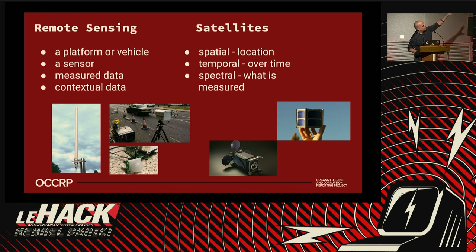But when we deal with satellite imagery, we have a platform, in this case the satellite itself, and a sensor. We measure the data, but then we also combine that with what is called contextual data. We may assume that all satellite data has GPS-corrected image information, but it doesn't. Oftentimes the measured data and then the GPS data is corrected in post-processing. So contextual data can be just GPS data, but it can be a wide variety of other information, such as the tilt of the camera relative to perpendicular from the Earth, etc. Satellites have spatial location, temporal, and spectral information. That is the type of thing they're measuring with their sensors.